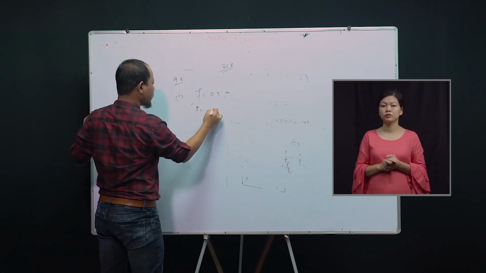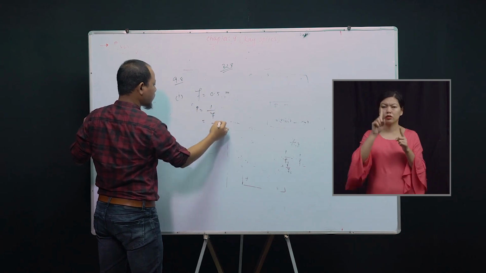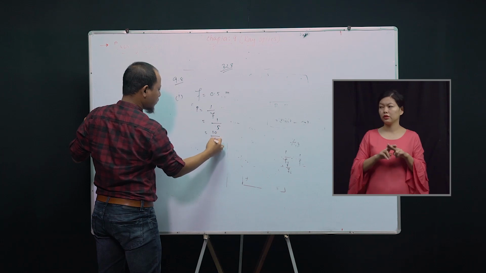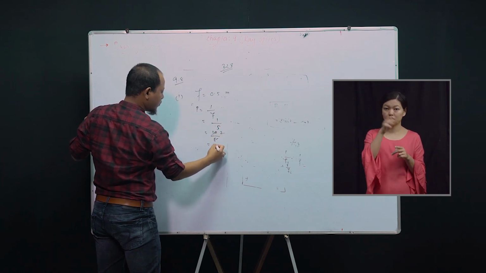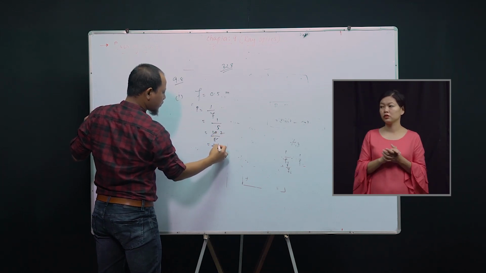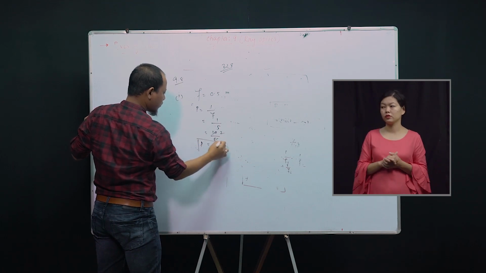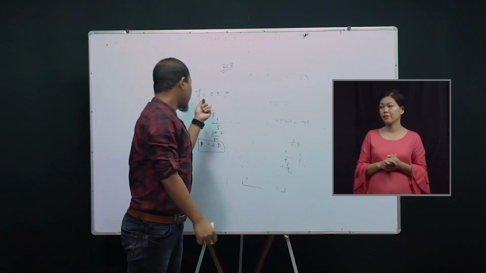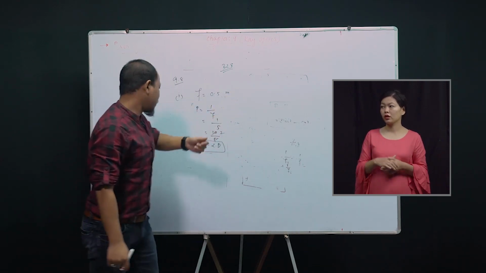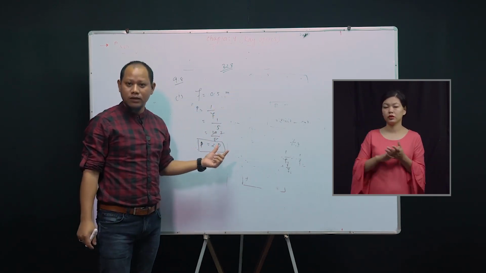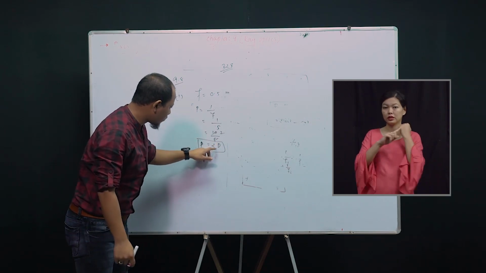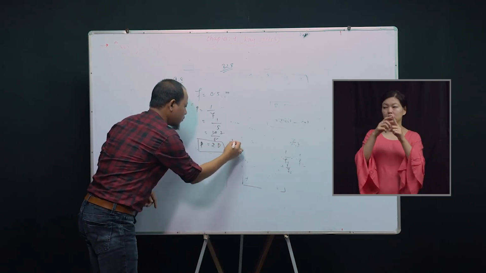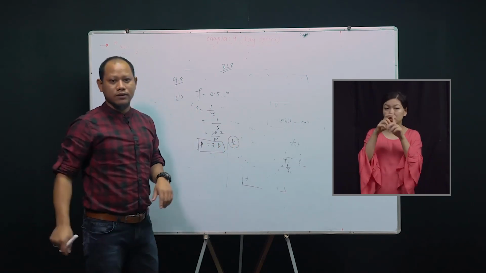We know that P equals 1 by f, where P is the power. So 0.5, if I remove the decimal, this is 10 by 5. If I cancel out, this is 2 meter inverse, or you can write diopter. So for the focal length 0.5 meter, the power of lens is 2 diopter. Always make sure that you write the unit. If you don't write the unit, half a mark will be deducted from your answer.